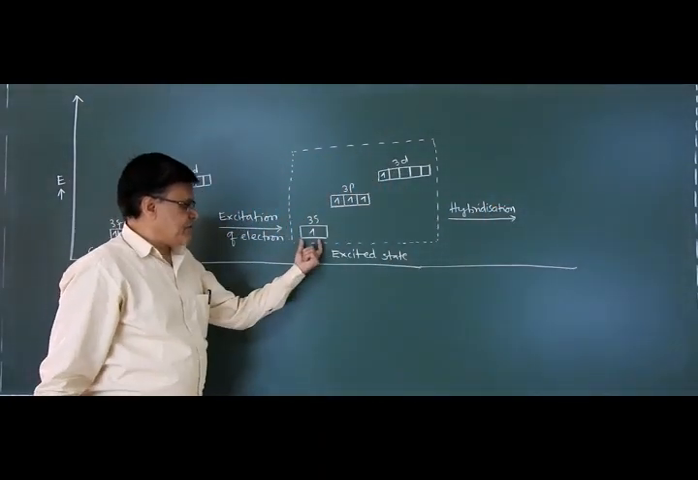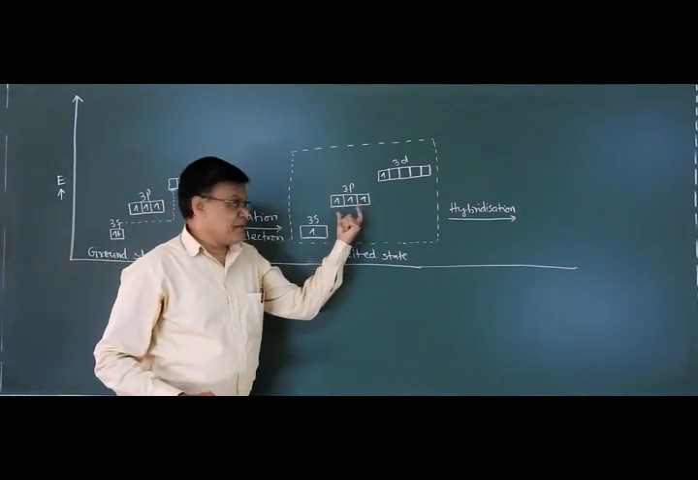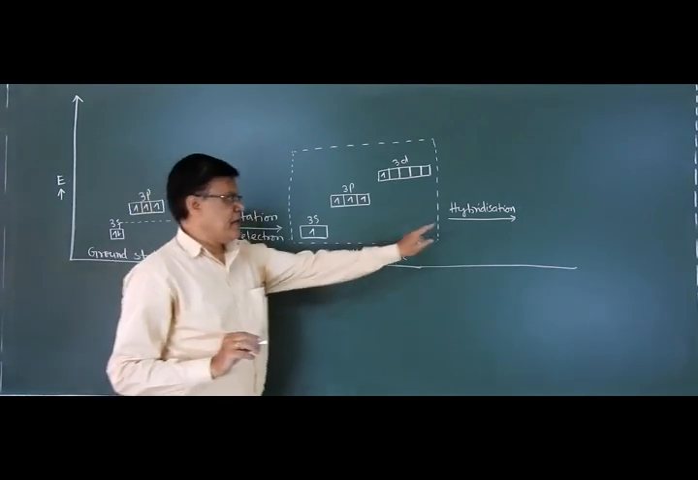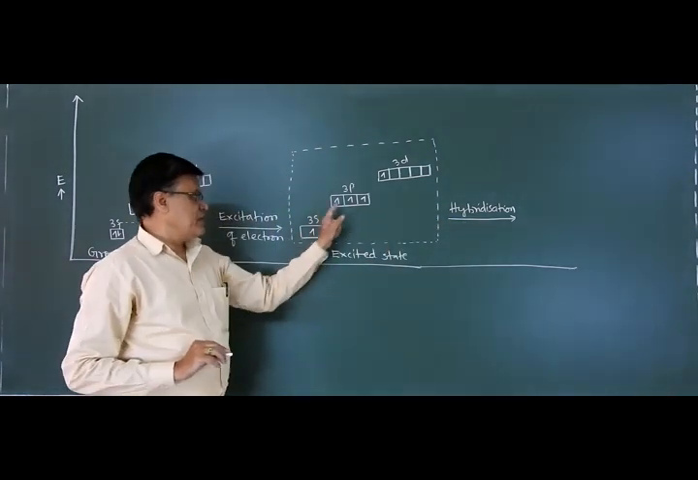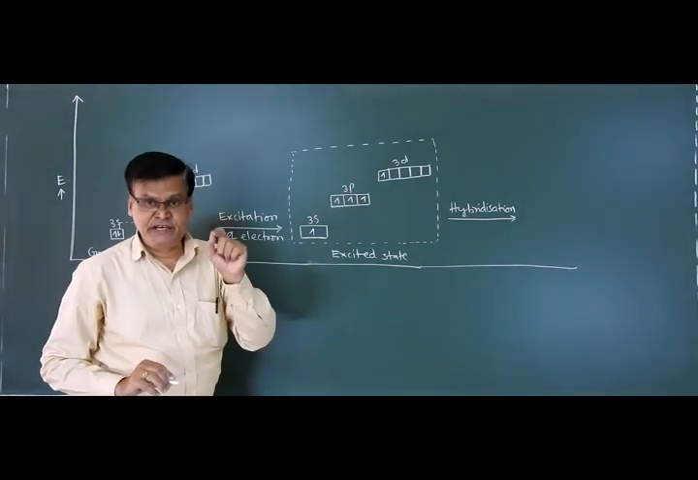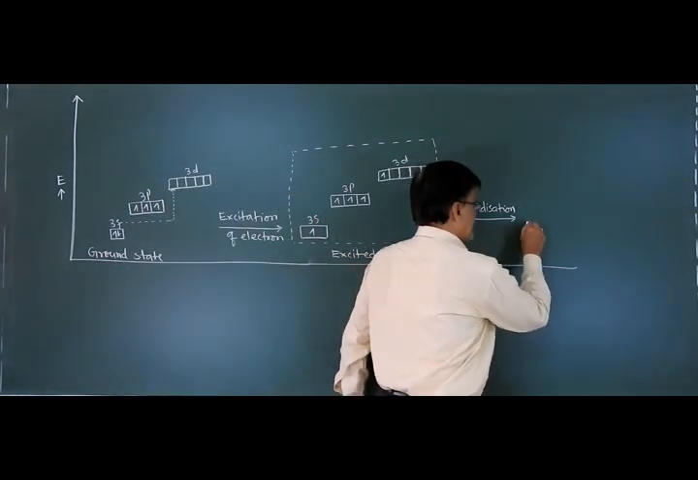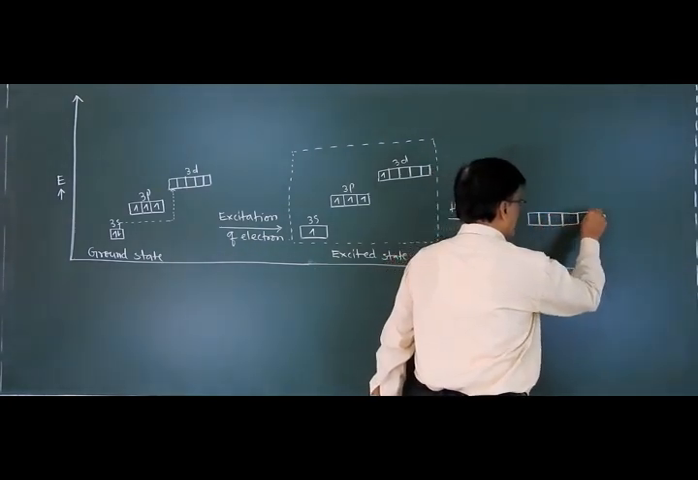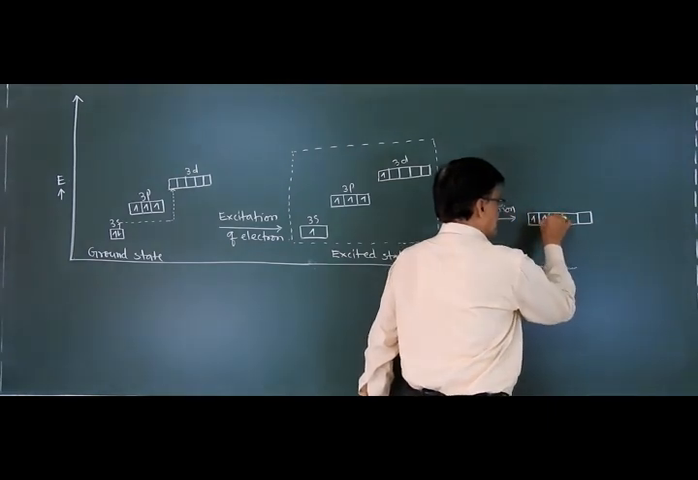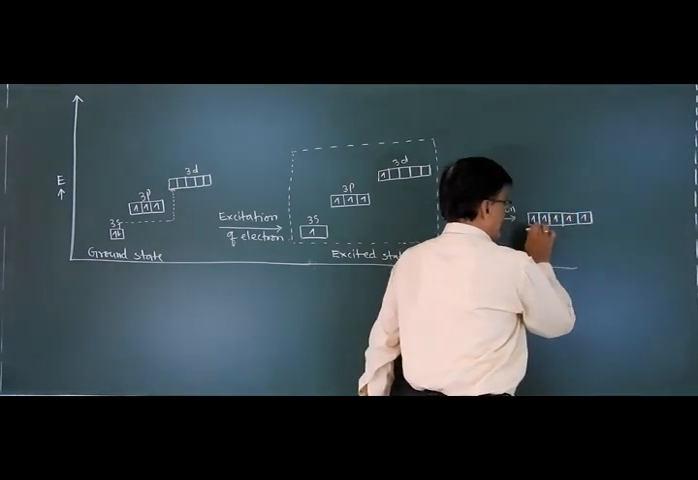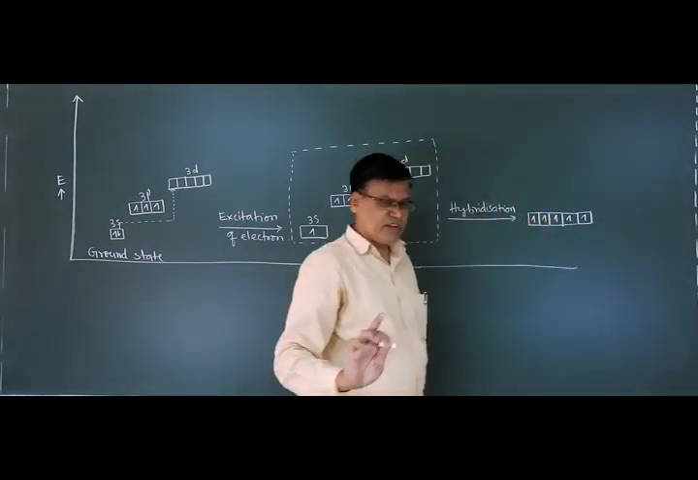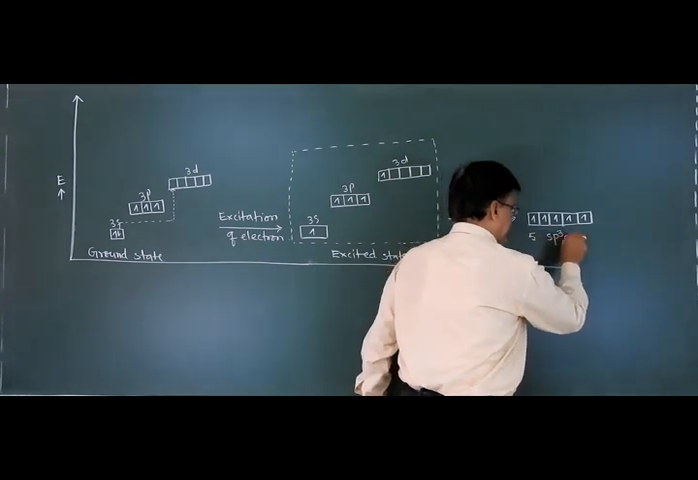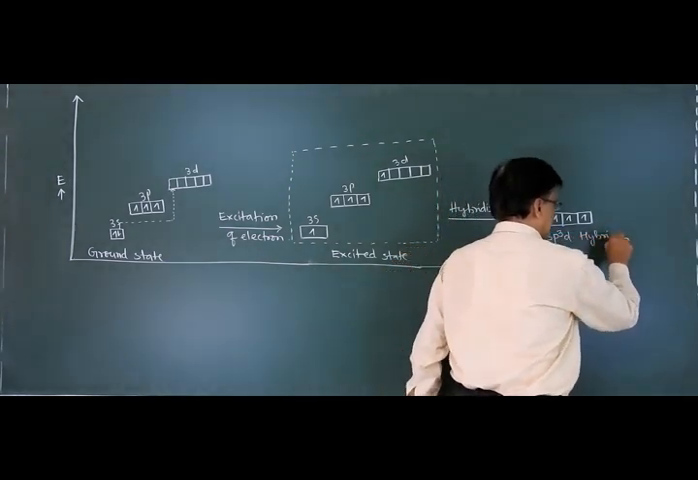Now see, one 3s orbital, 3 p orbitals and one 3d orbital participate in hybridization to form 5 sp3d hybrid orbitals. 1, 2, 3, 4, 5. All orbitals have one electron each. 1, 2, 3, 4, 5. Here I write 5 sp3d hybrid orbitals.